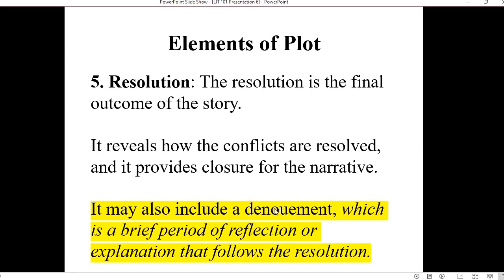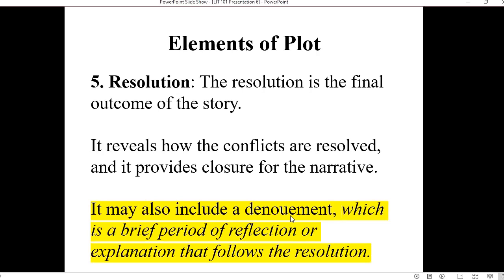which is an aspect of resolution where there will be a brief period of reflection and explanation that follows the resolution. What possibly will the reader need to learn, the take home from the whole story? So when the story ends, what are the things that the reader is expected to take home, the feelings that will follow? That's where we have the denouement.